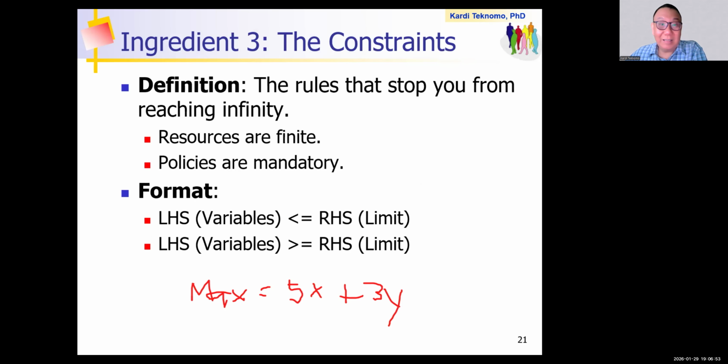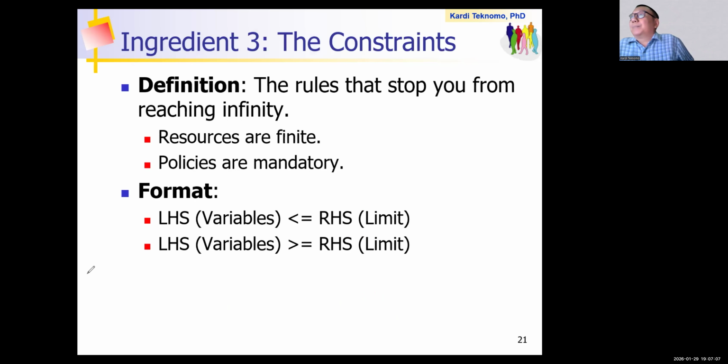So the third ingredient is the constraint. Let me clean up this one. Without the constraint, the answer will be, how much profit can we make? It will be infinity. Without constraint, everything seems nice. It's an ideal. So constraint is the one that brings us back to reality.